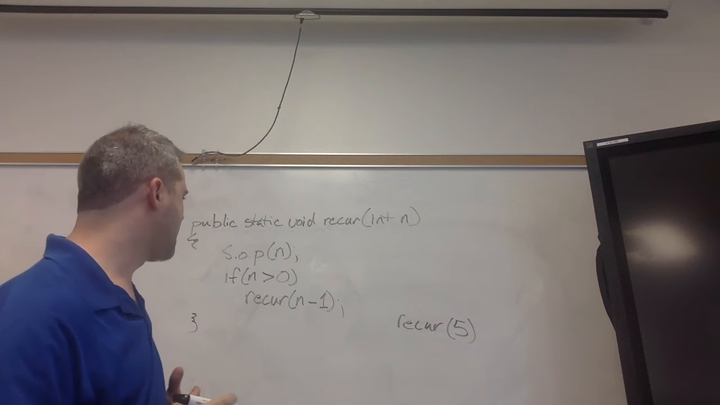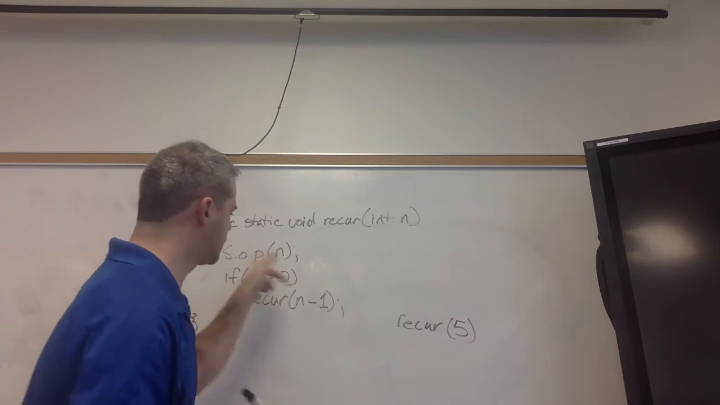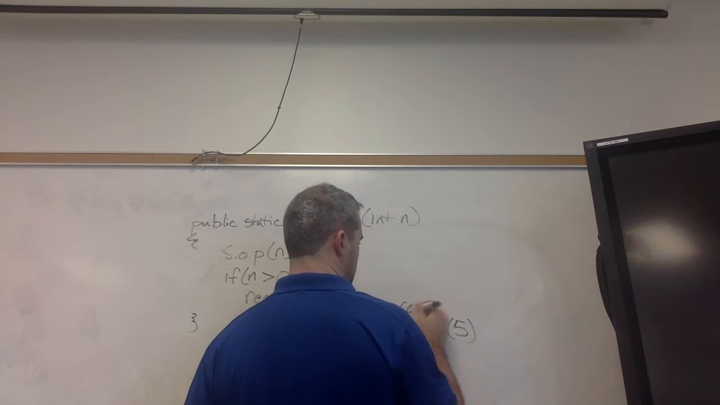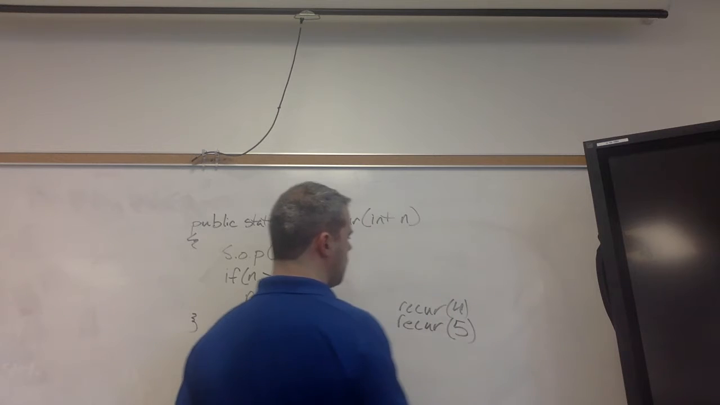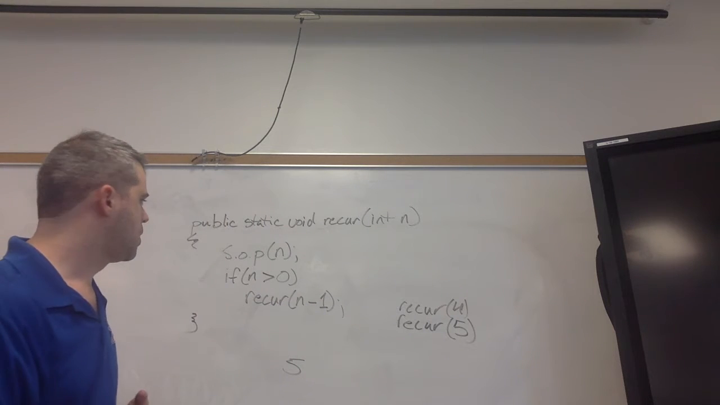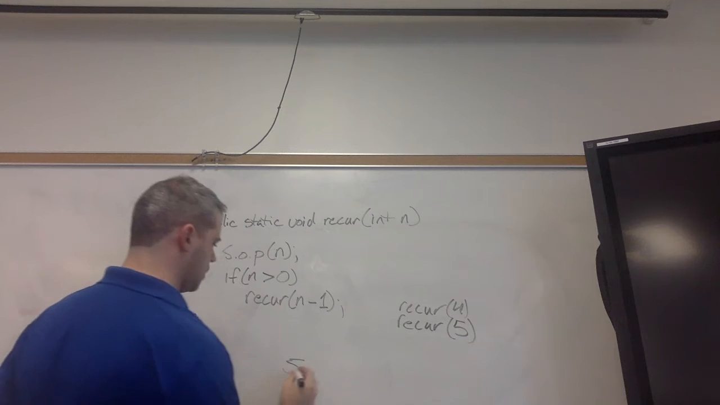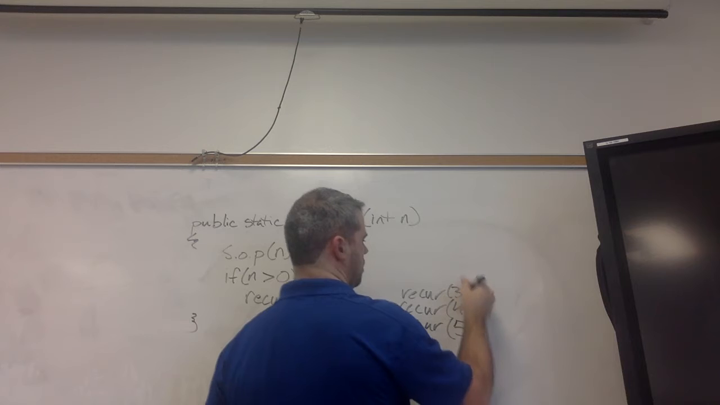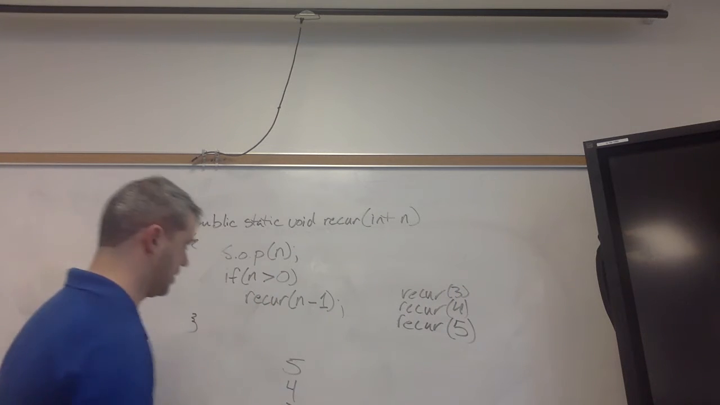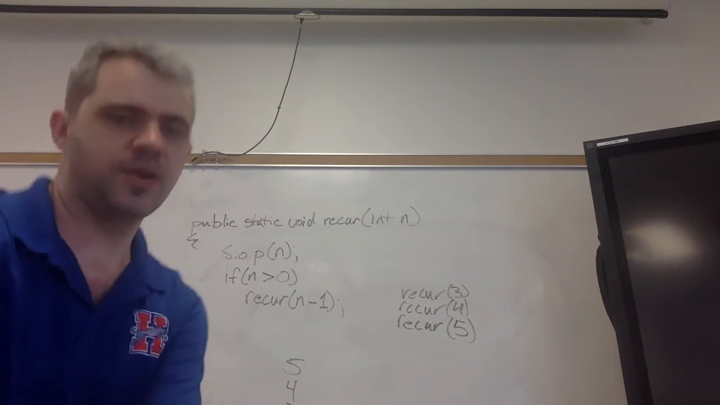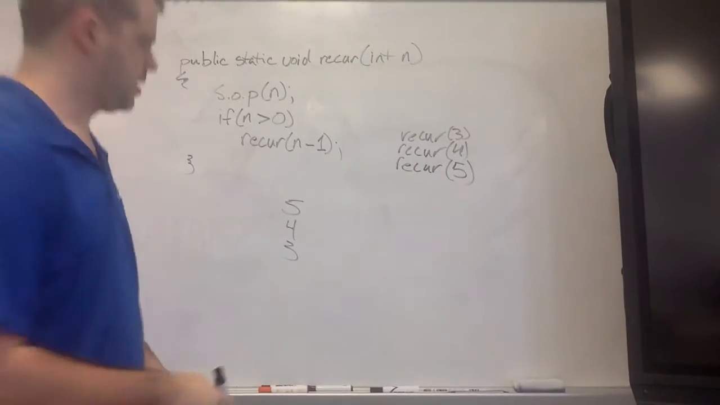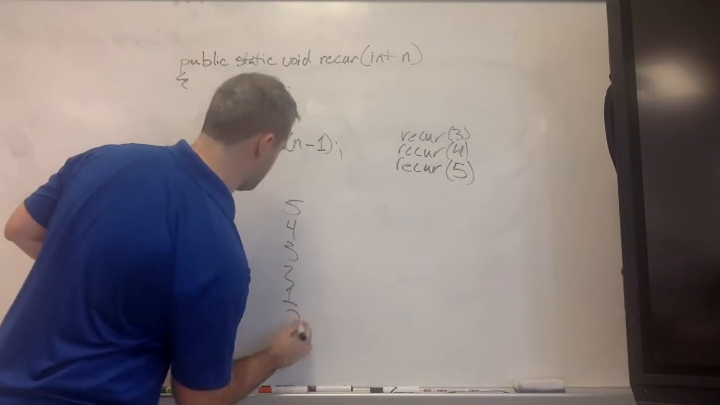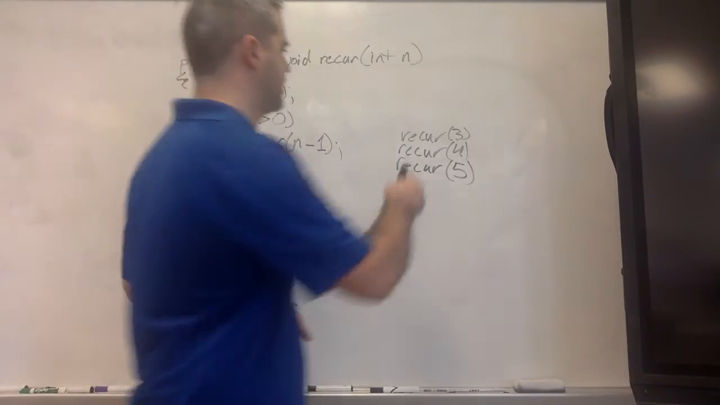Now if we call recur 5, n is 5, so it's going to print out 5. And then it's going to put recur 4 on the stack. Well, it's 4, so then it's going to print 4. And then it's going to call recur 3, and it's going to print 3. And then it's going to keep doing that. 5, 4, 3, 2, 1. It's going to reach 0. And then it's going to stop recurring.